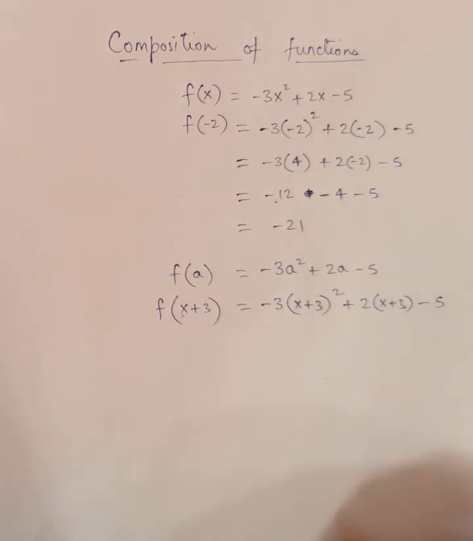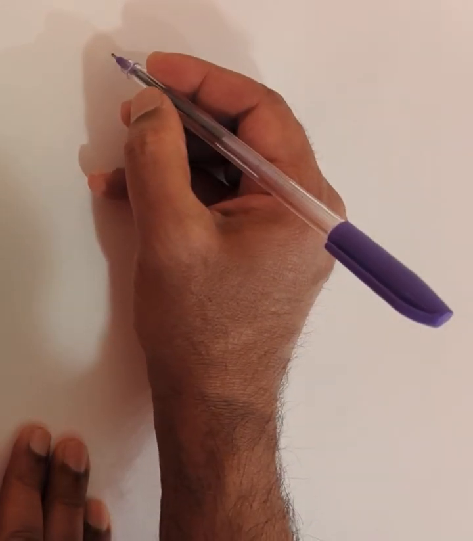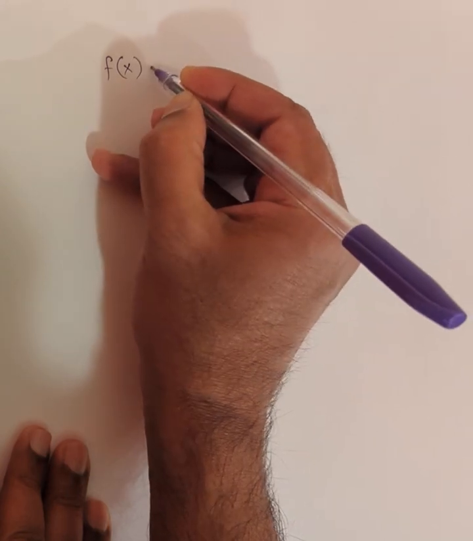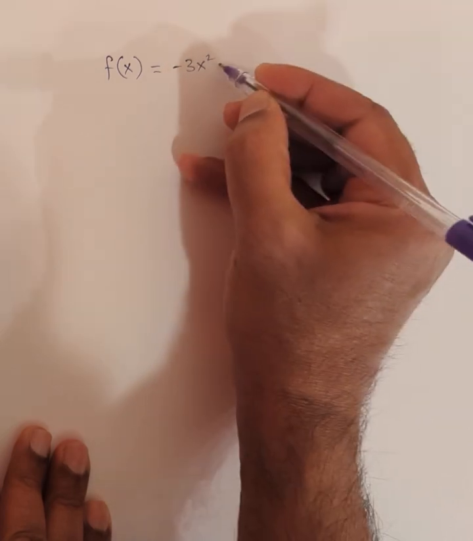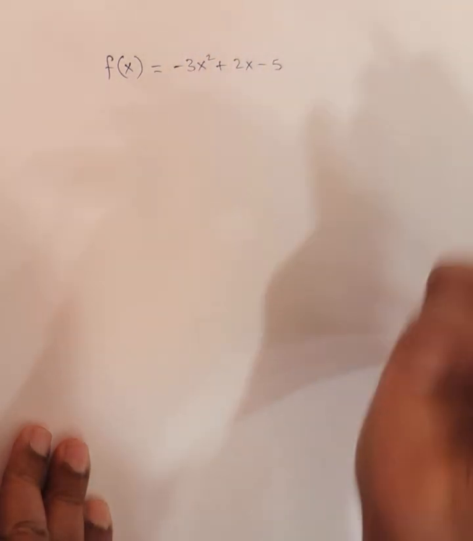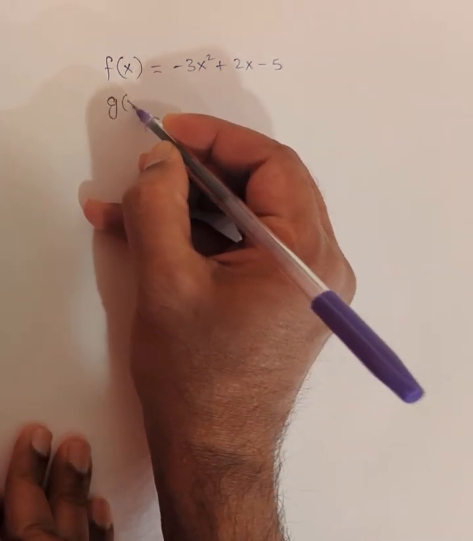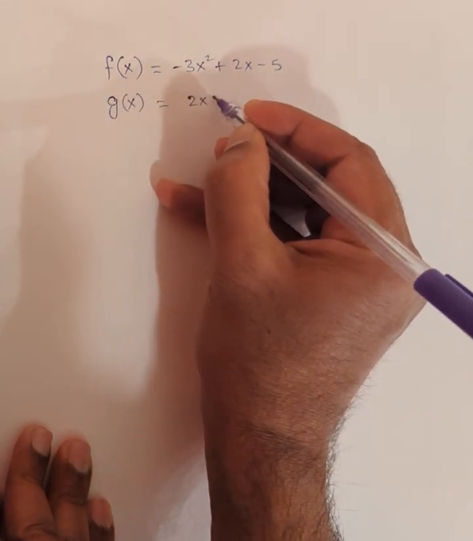So that's evaluating functions. Now, when you talk about composition of functions, you would be given two functions or more, but mostly it would be two. So let's begin with two functions. So say I have negative 3x squared plus 2x minus 5. I'm using the same function as in the previous problem. And then there would be one other function. So this function, say, let's say this is 2x plus 7.